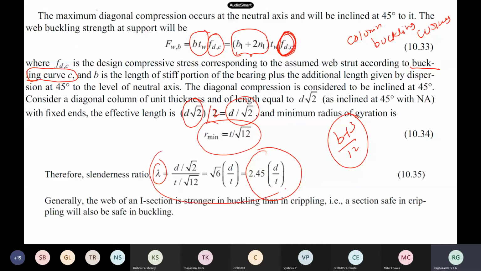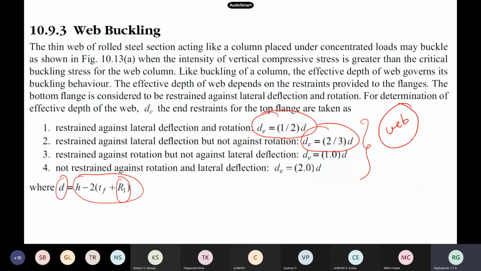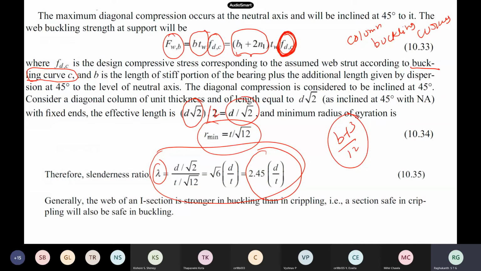So you find the slenderness ratio, use the buckling curve C, and pick up the corresponding FDC value, and then substitute here: if under the load, B1 plus 2N1; if under the support, B1 plus N1. So this is how we check for web buckling, and this should be greater than the shear force acting on the beam. Then your beam is safe. Otherwise, it is going to buckle.